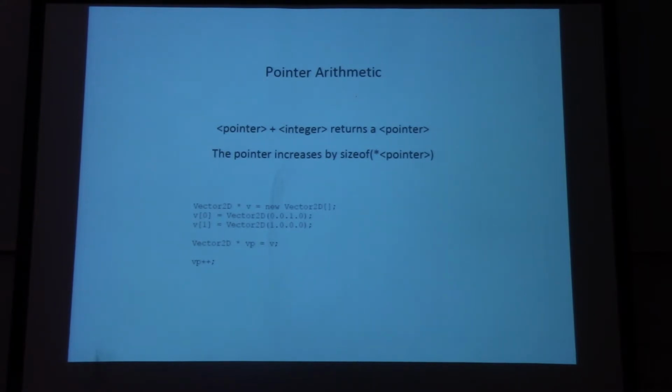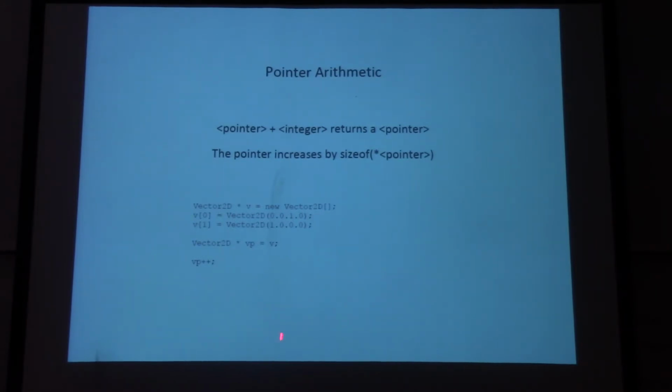Pointer arithmetic, very, very important, and we already know about this. A pointer plus integer returns a pointer. What type is the pointer returned? The same type as this one. So if it's a float pointer plus int, it's a float pointer. If it's a vector pointer plus integer, it's a vector pointer. The pointer increases by sizeof star pointer. Whatever you're pointing at, that's what you increase by in terms of bytes. If you're pointing at ints, and int is 4 bytes, each plus 1 is 4, 4, 4. If it's a double, maybe 8, 8, 8, like that.